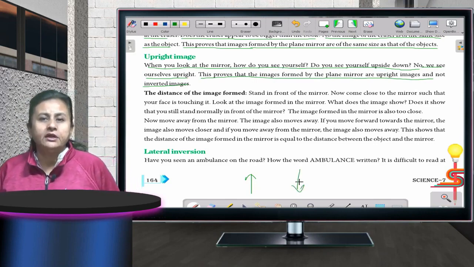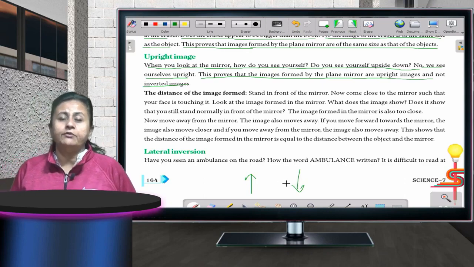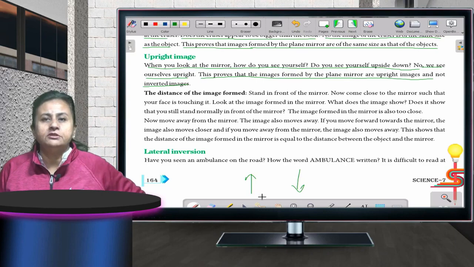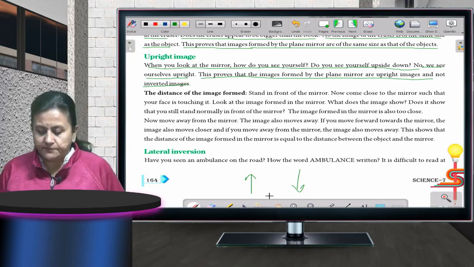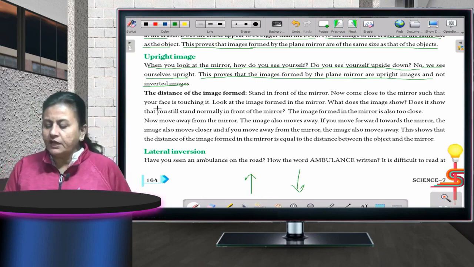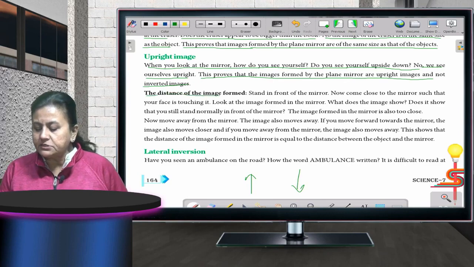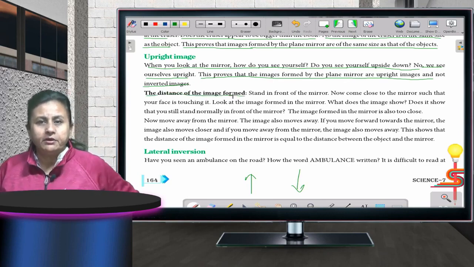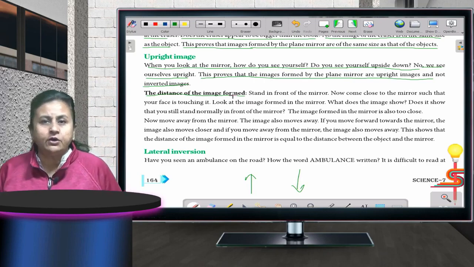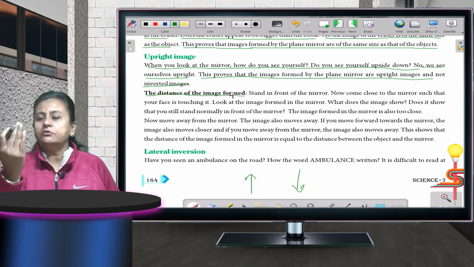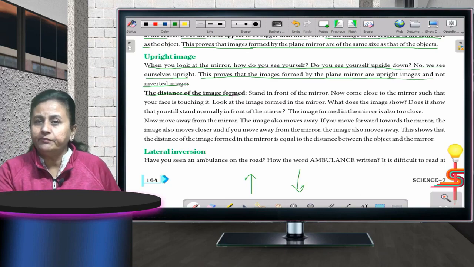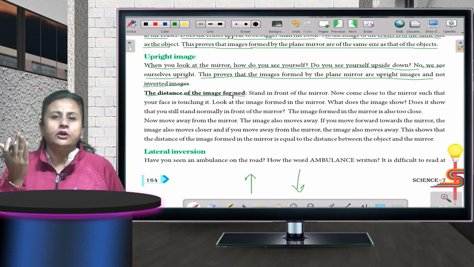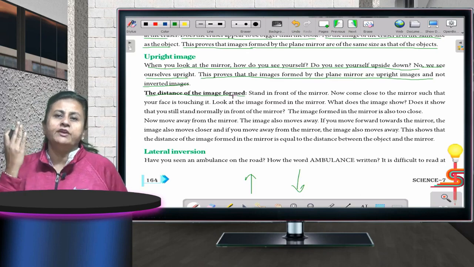Whenever we are looking at ourselves in a plane mirror, we find ourselves of exactly the same size, and our image formed is also in an upright position. Now, the distance of the image formed. In case we are looking at ourselves in a plane mirror, which you have in your homes, if you are standing close to it, you will appear close. In case you are moving far from the mirror, your image formed will also be moving far away.